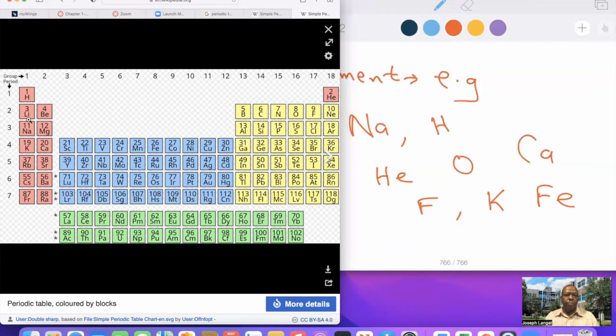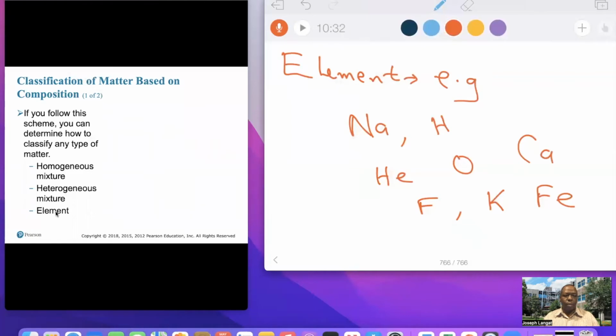You see here elements on the periodic table: hydrogen, lithium, sodium, potassium, rubidium, cesium, francium, beryllium. I'm going down, but elements are arranged from left to right: boron, carbon, nitrogen, oxygen, fluorine, neon, sodium, magnesium, aluminum, silicon, phosphorus, sulfur, chlorine, argon, potassium, calcium, scandium, titanium, vanadium, chromium, manganese, iron, cobalt, nickel, copper, zinc, gallium, germanium, arsenic, selenium, bromine, krypton, and so forth. These are the elements on the periodic table, which is part of classification of matter. When we say element, you should know what we are referring to in terms of classification.